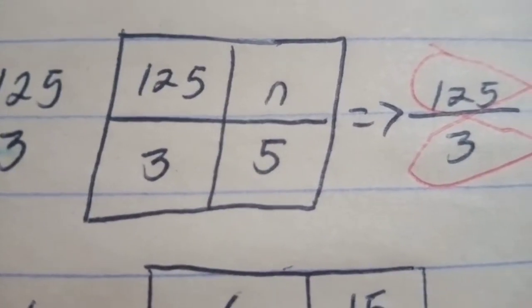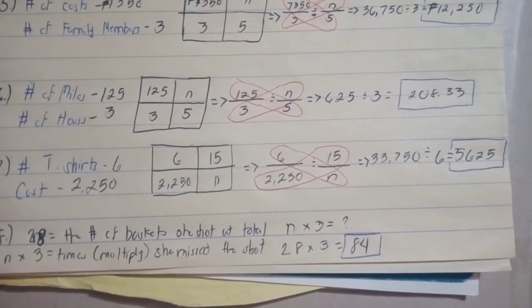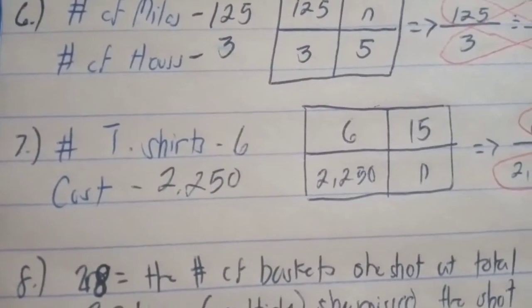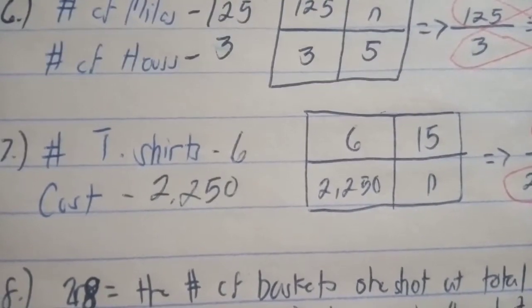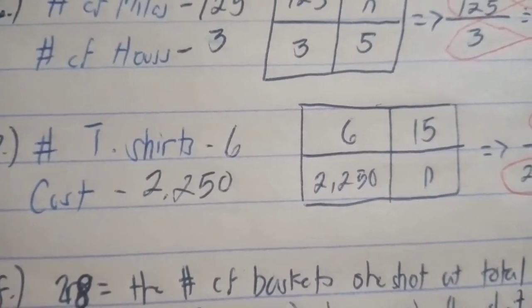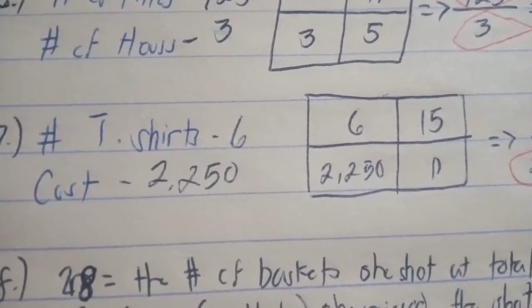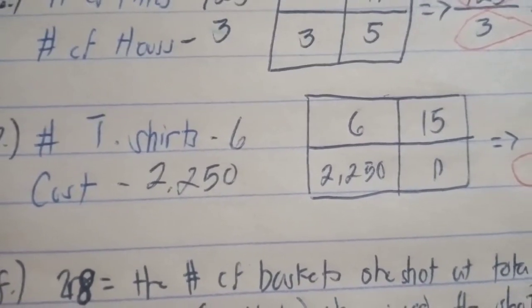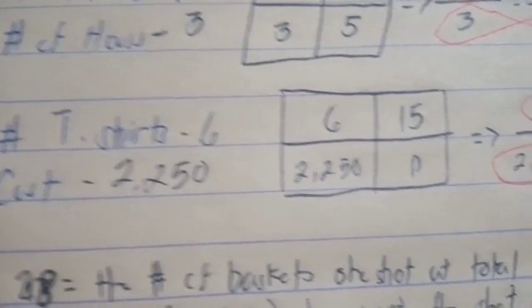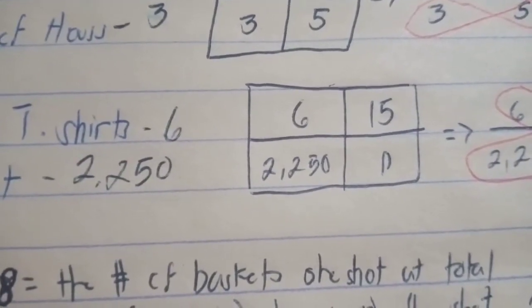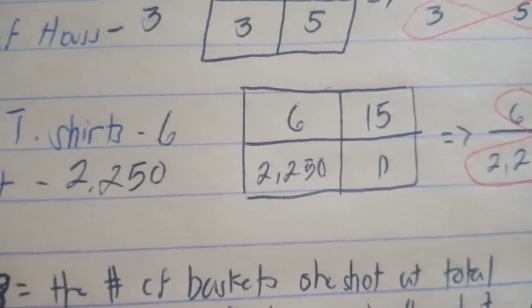if it travels for 5 hours straight. In taking the answer in number 7, I first took the given quantities within the problem. It is the number of t-shirts, which is 6 and 15, and the cost, which is 2,250. Keep in note that the cost, which is 2,250, is the value of buying 6 t-shirts. But the question is, how much do 15 t-shirts cost?